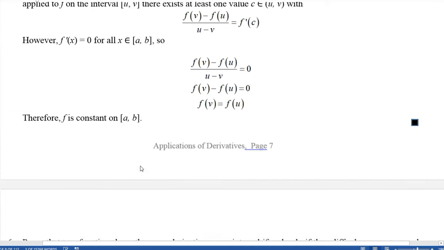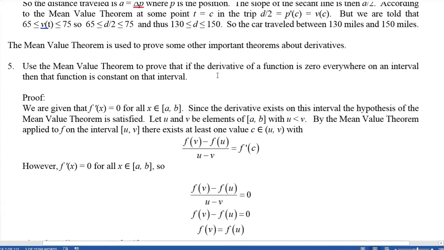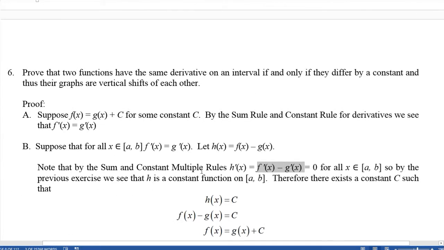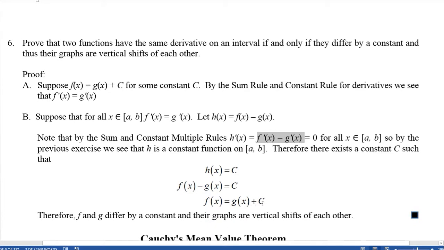Now, our previous exercise said that if the derivative function is 0 everywhere on the interval, then that function must be constant on the interval. So h is a constant function. So h of x equals just some constant c, but that means f of x minus g of x equals c, so f of x equals g of x plus some constant c. And of course that means that they differ by a constant, and that also means that f is just a vertical shift of g, and vice versa.